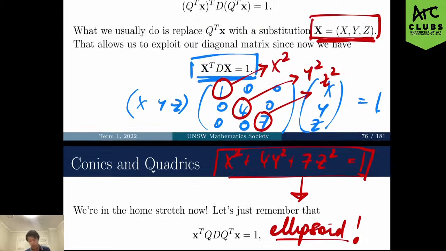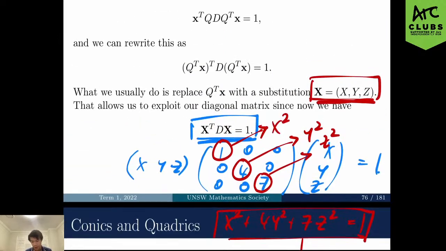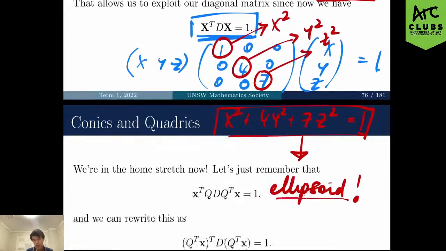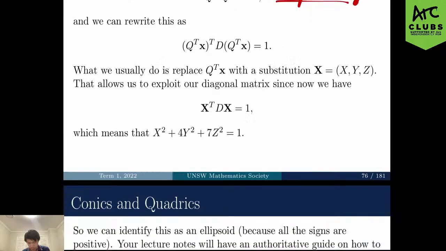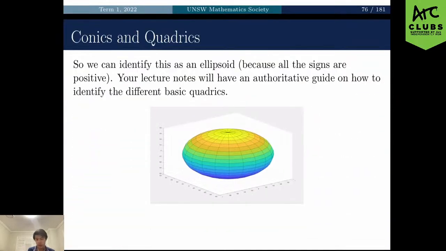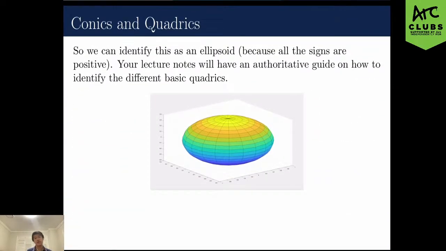So basically all of this magic was just meant for us to reduce it to something like this: X transpose D X equals 1. And this is an ellipsoid. It looks like this. Your lecture notes will have an authoritative guide on how to identify the basic quadrics. That's not our focus here. Our focus here is on trying to break it down to those basic quadrics.